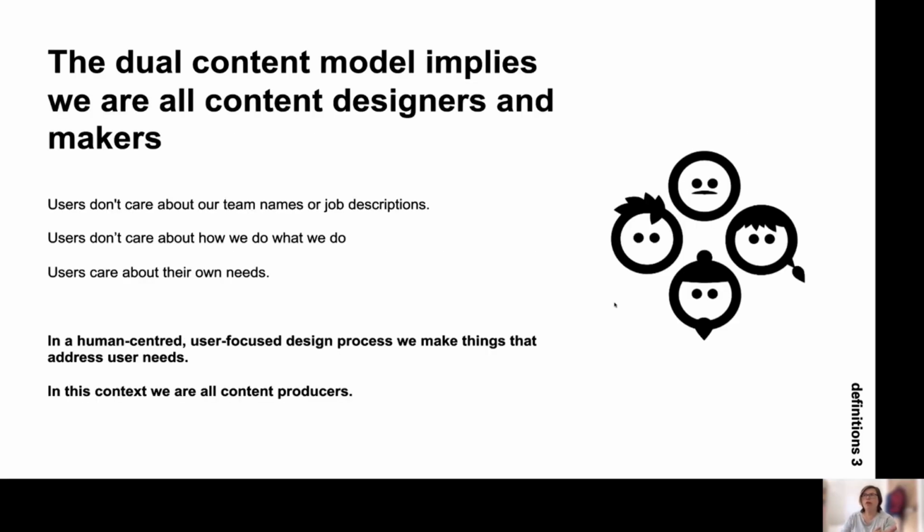And in this dual content model, really the implication is that we're all content designers and makers, regardless of our job title. Because really, users don't care about our team names or our job descriptions. Users don't care about how we do or what we do, and users only really care about their needs. And in a human-centered, user-focused design process, we all really make things that address user needs. And in that context, we really are all content producers, regardless of our job title within a design team.